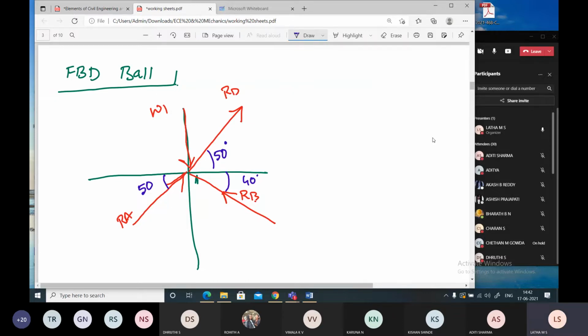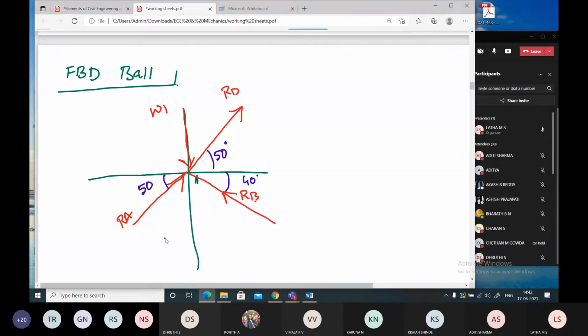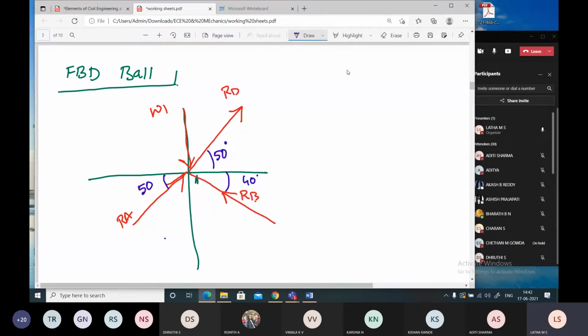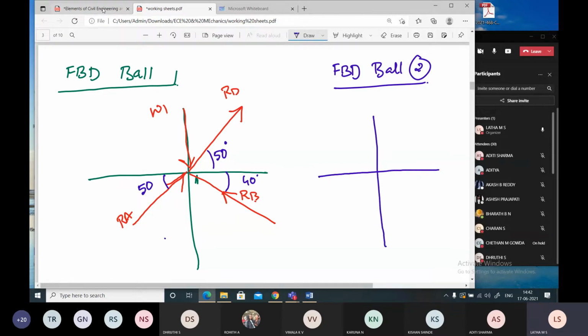Okay, free body diagram of ball 1, did you follow? Sphere 1, did you follow? Yes, ma'am. Now we'll go with the free body diagram of ball 2. Now you drop this x and y axis. Okay. You will learn, students. It is very slow learning. This roller problem is a little slow learning.